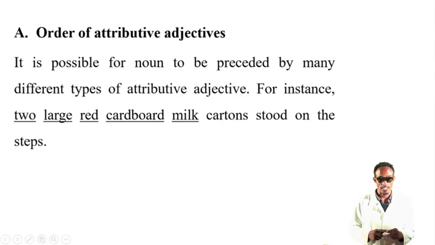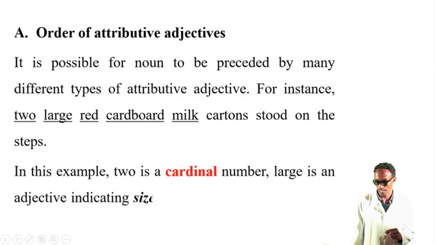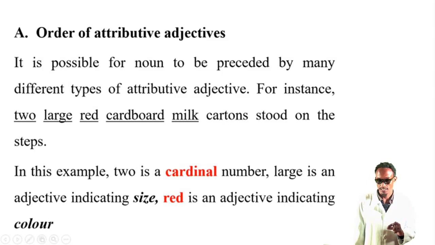Two, large, red, cardboard, milk cartons. In this example, 2 is a cardinal number. Large is an adjective indicating size. Red is an adjective indicating color. Cardboard is the same, and milk is a noun.